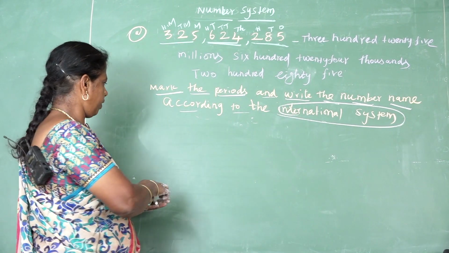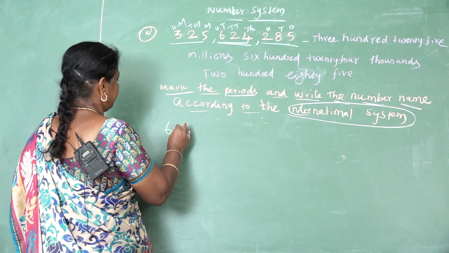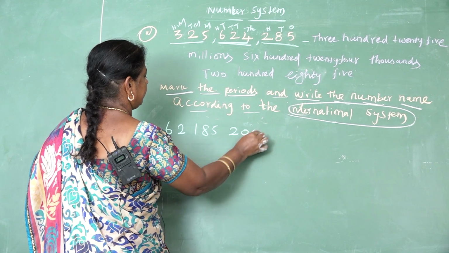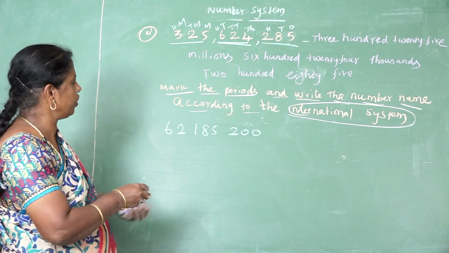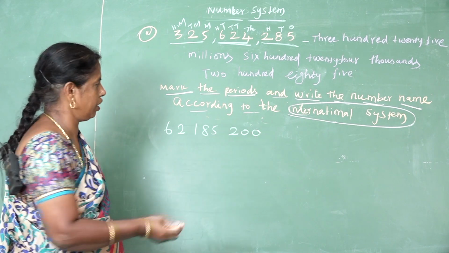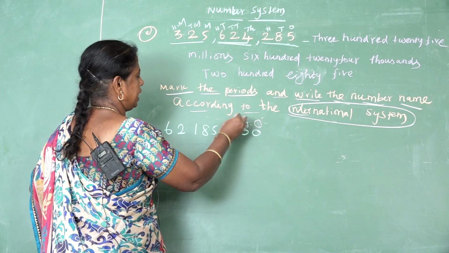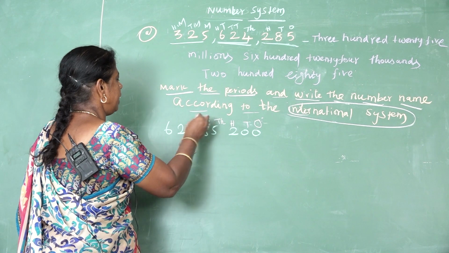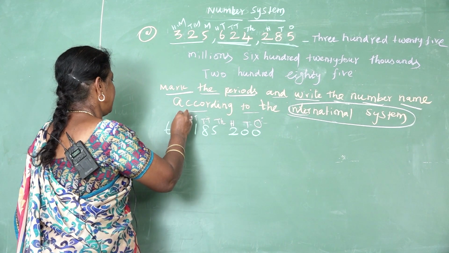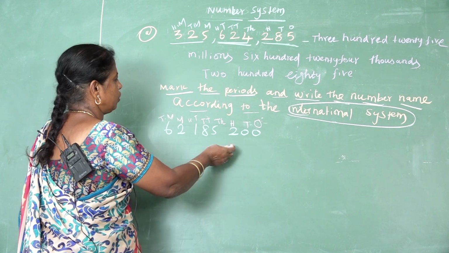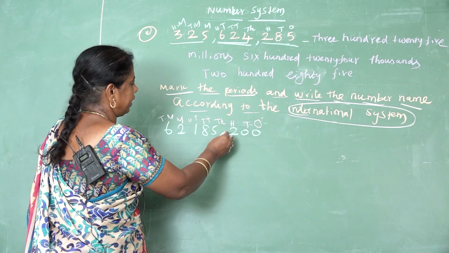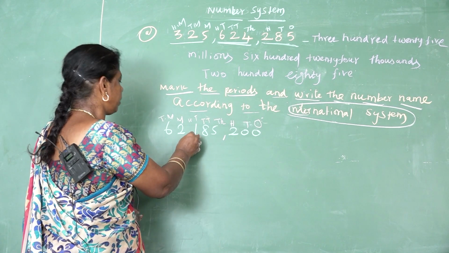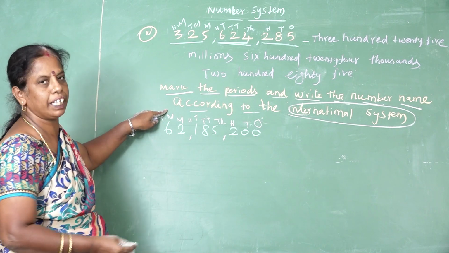So I give some more examples. First you have to write the place values. So what are the place values? Ones, tens, hundreds. Then thousands, 10,000, 100,000, millions, then 10 millions. So the first three numbers from the right side make the ones period. The next three numbers make a thousand period, so you put a comma. Then the next two numbers make the million period.